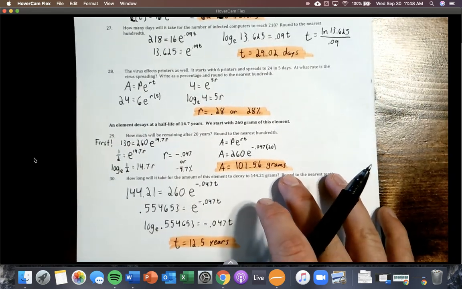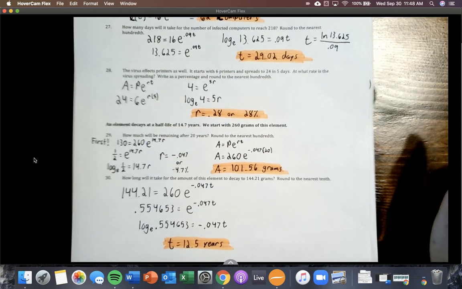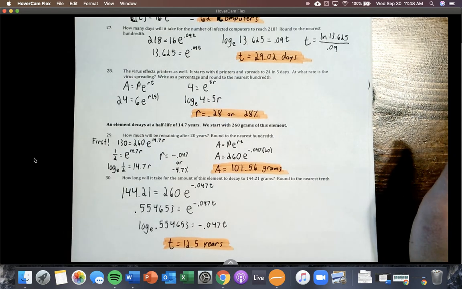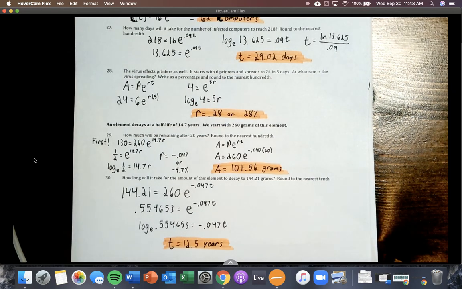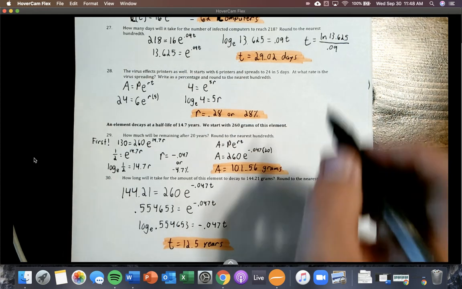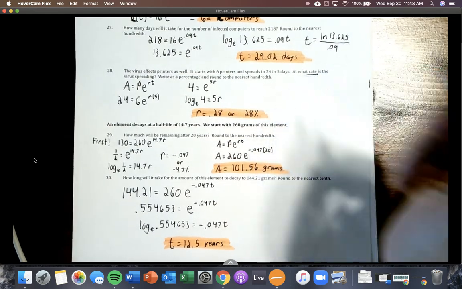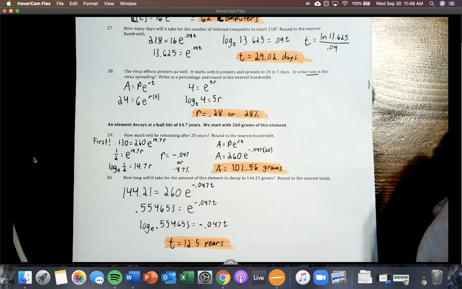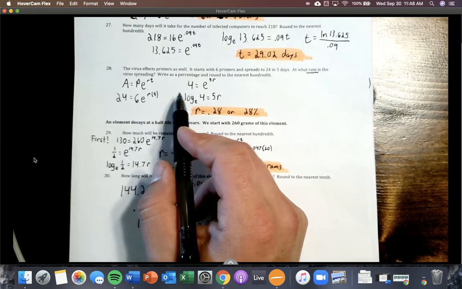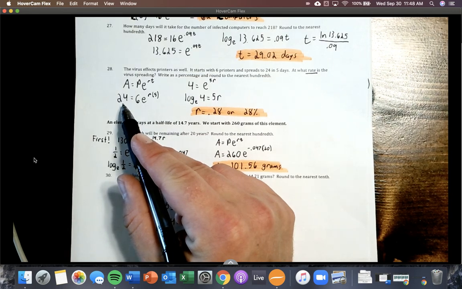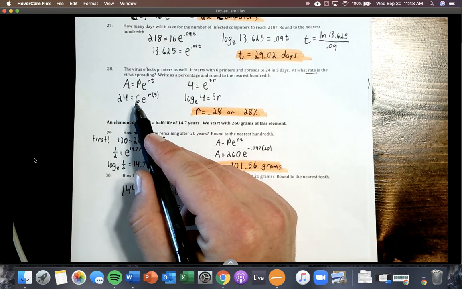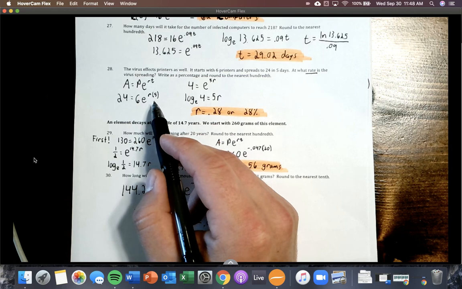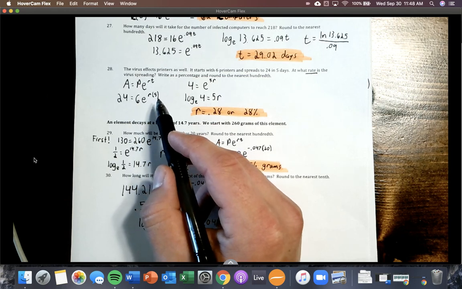So number 28, the virus affects printers at will. It starts with 6 printers and spreads to 24 in 5 days. At what rate is the virus spreading? So it's asking for the rate, and we're going to write it as a percentage and round to the nearest hundredth. So it gave us that there's going to be 24, and it starts with 6. The time it takes to get to 24 is 5 days.